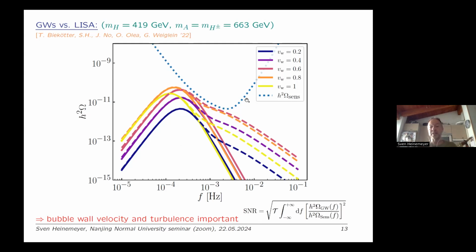And it's not necessary actually that these two curves intersect each other. Of course, the lower this curve is, the larger this ratio, the larger the signal to noise ratio.